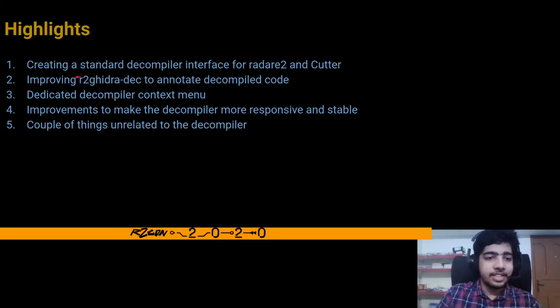Earlier, the decompiler in Cutter did not have a dedicated decompiler context menu. Every portion of the decompiled code is mapped to a certain instruction in the disassembly using offset annotation. Exploiting this, the decompiler widget was using the disassembly context menu, whereas if you right click on something in the decompiler, it will open the context menu for the corresponding instruction in the disassembly. I also made several other improvements to make the decompiler more responsive and stable.